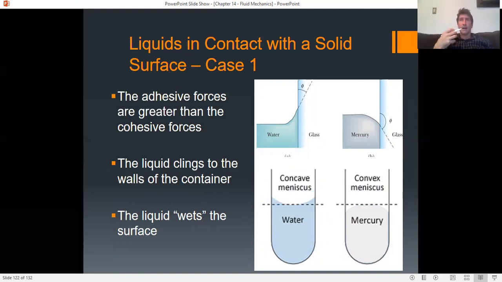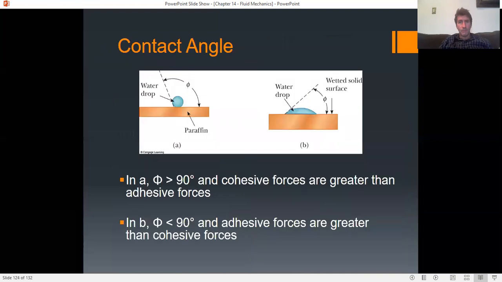Mercury, being a metallic bond, has an even stronger cohesive force. So although it likes to stick to the glass, it likes to pull itself to minimize the surface area even more, creating this convex meniscus. So you can always get an idea of cohesive and adhesive forces for liquids by seeing what type of meniscus they create. I'm going to skip some of this.